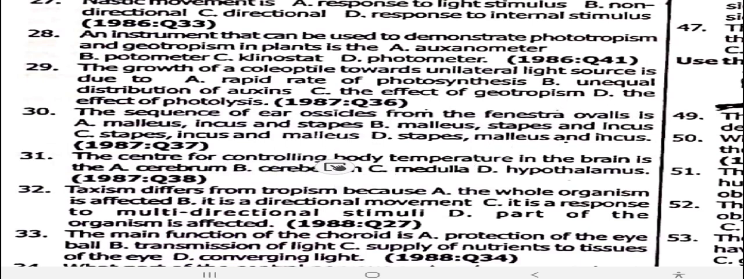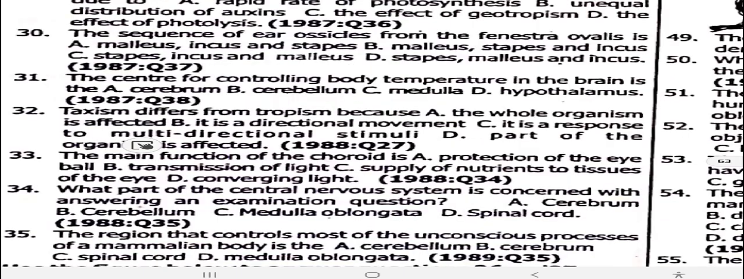31. The center of controlling body temperature in the brain is, do not forget, hypothalamus. 31 is option D. 32. Taxis differs from tropism because for taxis, the whole organism will move, while for tropism, only some part will move. So 32 is option A. The whole organism is affected.